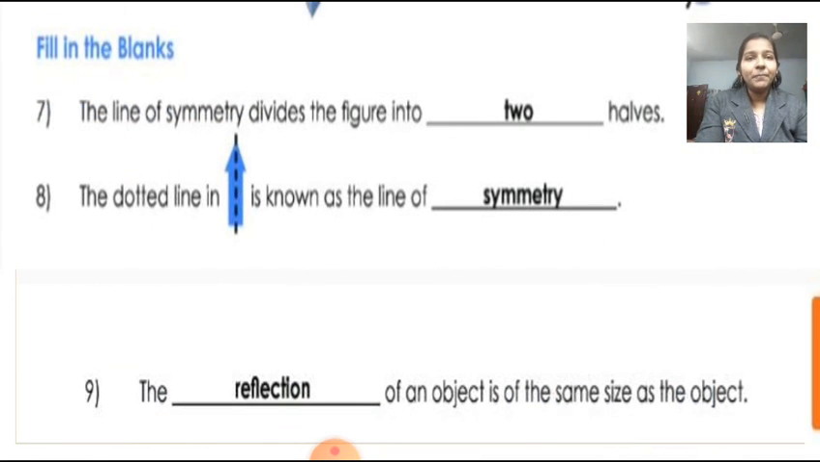Got it? Now we are moving to the fill in the blanks questions. Seventh question, the line of symmetry divides the figure into dash halves. What is the answer? Yeah, the line of symmetry divides the figure into 2 equal halves. If you are writing identical halves, that is also right. So here you can write like this.